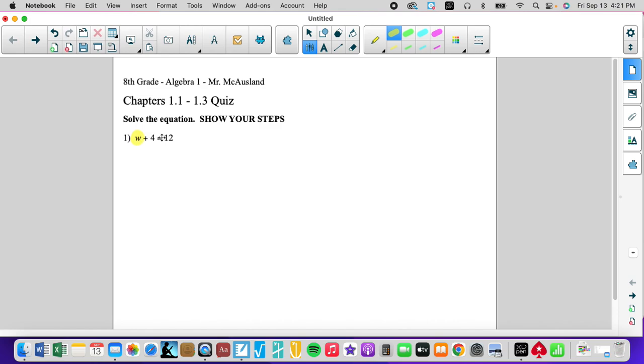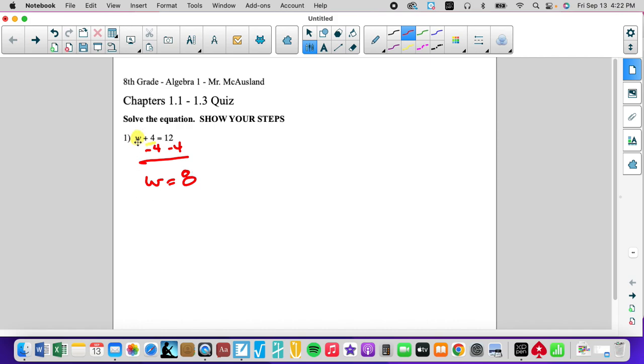What's happening to the variable? Well, 4 is being added to it. So the inverse of adding 4 is subtracting 4. So we're going to subtract 4 from both sides, and we get W equals 8.